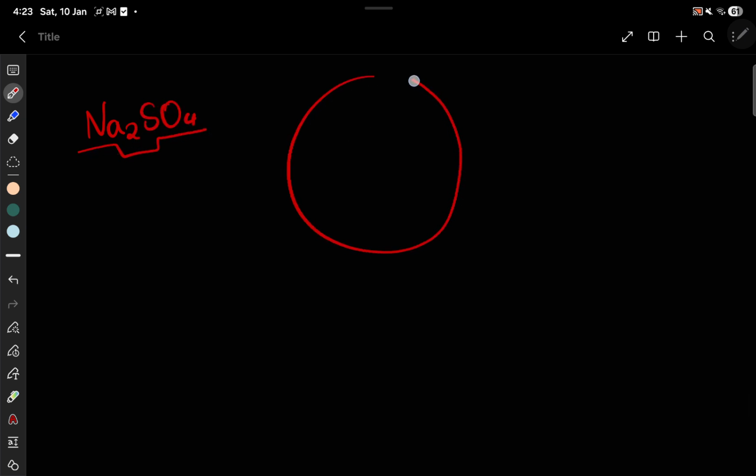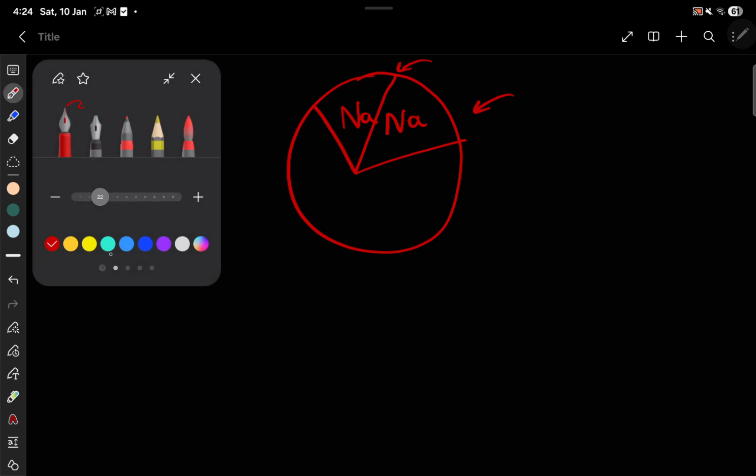Just like that, in our question they have given you a compound which is sodium sulfate. Just imagine and make a pizza out of it. Let's say I am having a pizza over here which is having 2 slices of sodium. So let's indicate that by writing the chemical symbol of sodium as Na, and here you can see that we are having 2 different atoms of sodium. That's why I marked 2 sodium atoms over here in this pie chart.